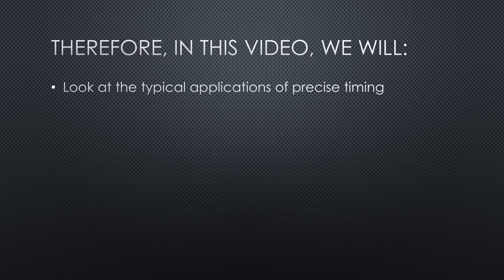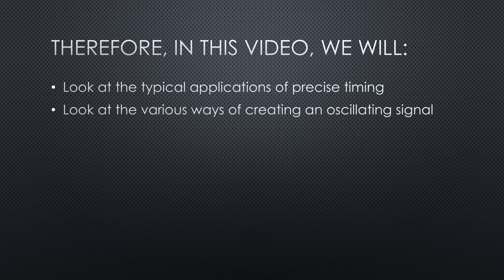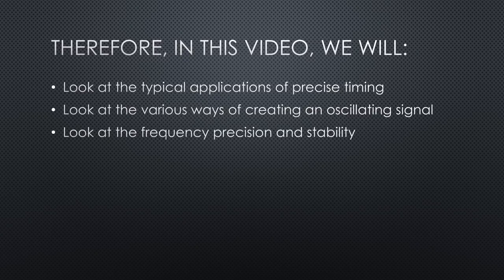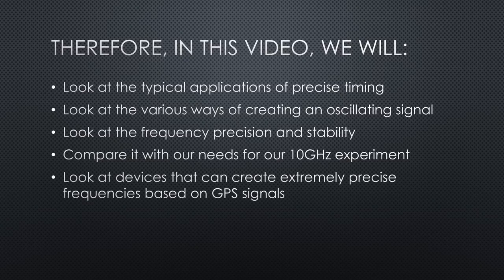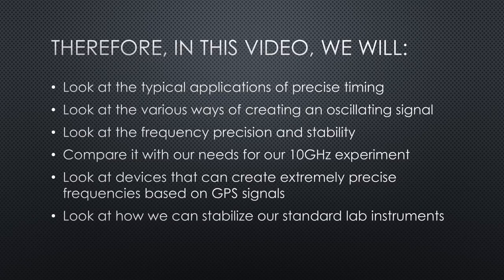Therefore, in this video we will look at the typical applications of precise timing. Look at the various ways of creating an oscillating signal, from imprecise to extremely precise. Look at the frequency precision and stability they can reach and how it compares with what we need or want for our 10 GHz experiment. Look at the devices that can create extremely precise frequency based on GPS signals. They are more precise than rubidium standards, for example. Look at how we can stabilize our standard lab instruments. Use a cheap GPS receiver as an exact frequency generator.